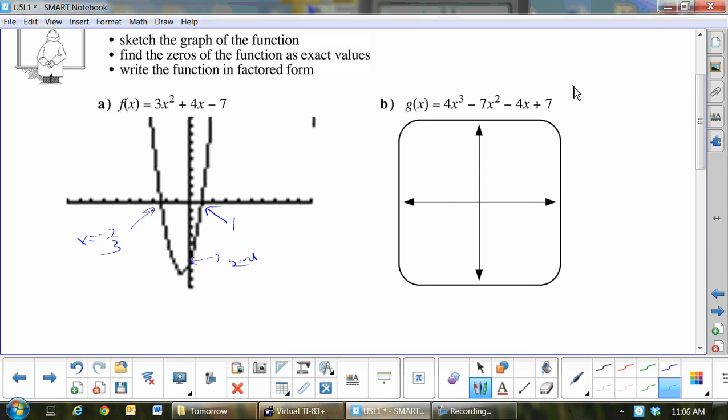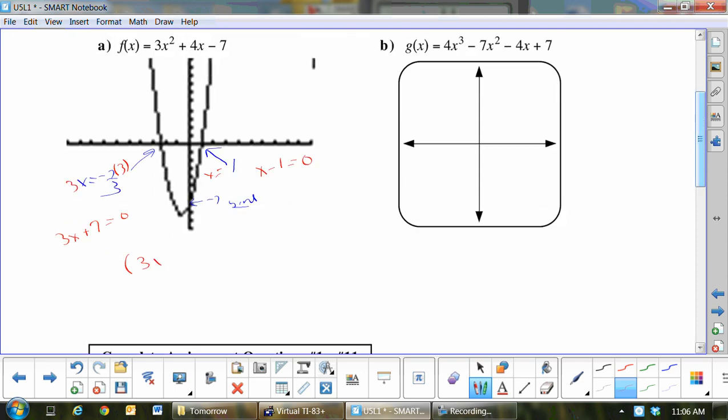I want to turn that into equals 0. So what's the first thing I would do? Times it by 3. Then what would I do next? Add 7. So 3x plus 7 equals 0. Now the other one. Remember? X equals 1. So what would I do? Minus 1 to both sides. So x minus 1 equals 0. So my equation is 3x plus 7 times x minus 1.